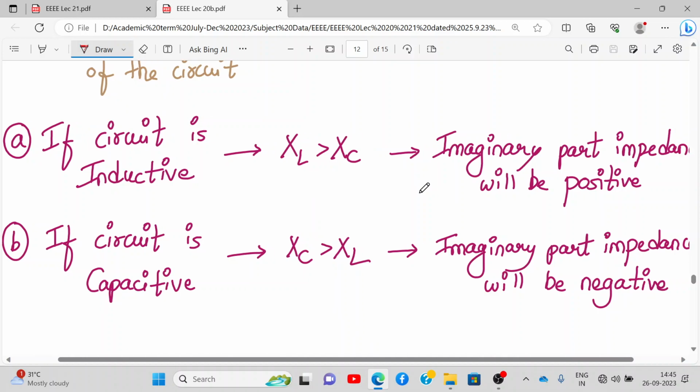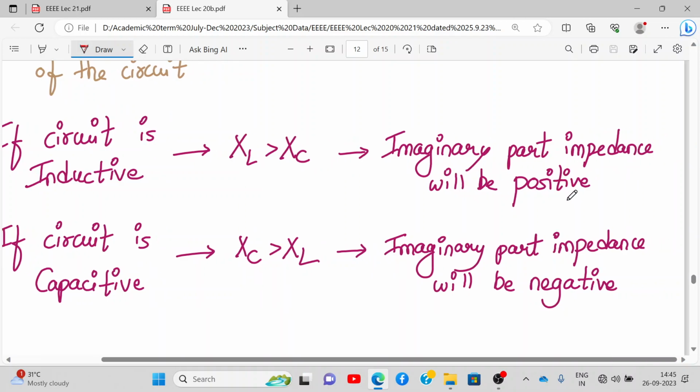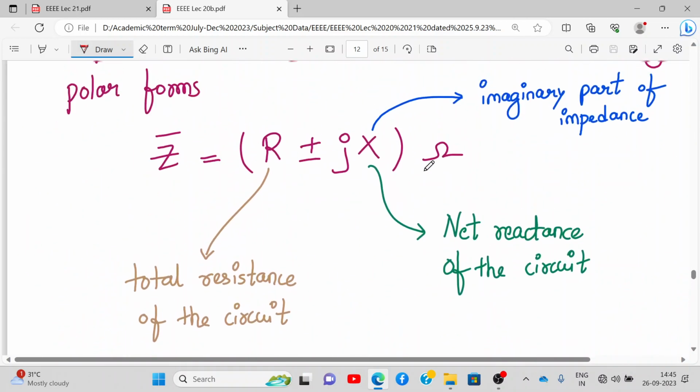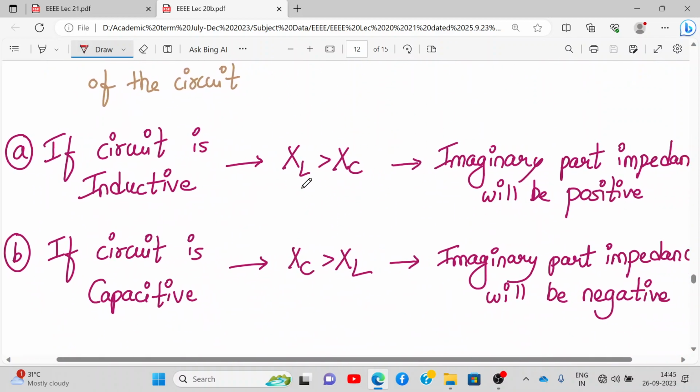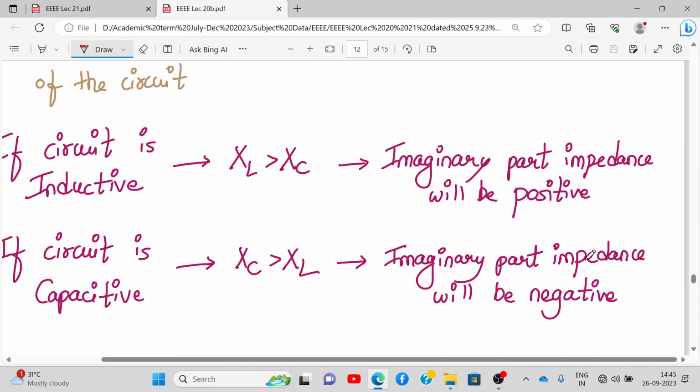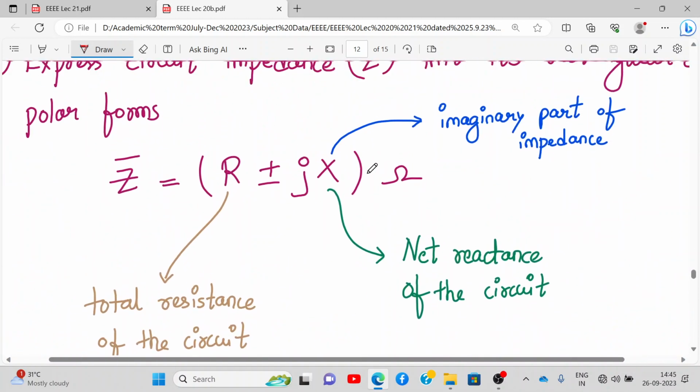If the circuit is inductive, that is XL greater than XC, the imaginary part of the impedance will be positive. That means in case of an RLC series circuit, if XL is greater than XC, there will be a plus sign over here. And if the circuit is capacitive, XC greater than XL, then the imaginary part of the impedance will be negative. That means if XC is greater than XL, it will be R minus J, XC minus XL.